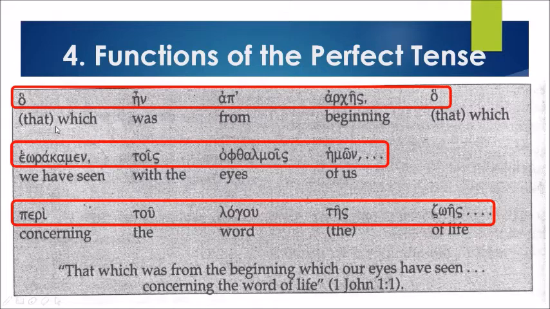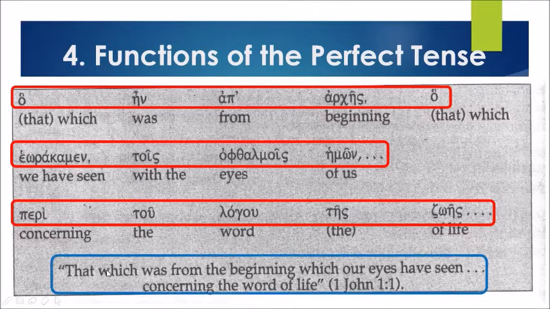Ho is, of course, a demonstrative pronoun, that or which. Ēn, of course, is the verb to be. Ap' is the elided form of apo, from, in our case meaning beginning. Ho, of course, is another demonstrative pronoun. Heōrakamen, this is our perfect tense. We have seen tois ophthalmois, of course, eyes, plural, of us. Peri concerning logou, that is the genitive of the word logos. Tēs zōēs, of life.